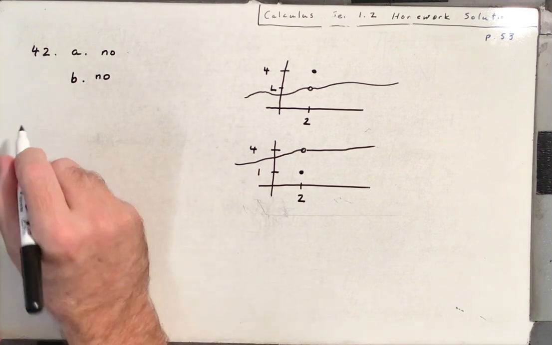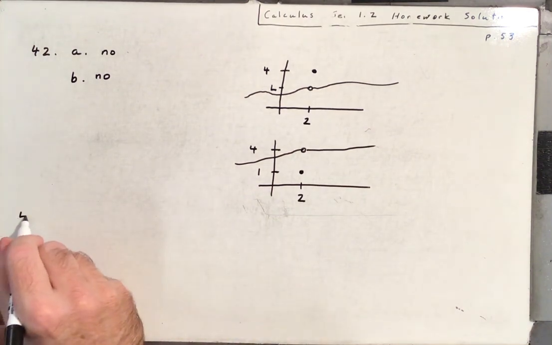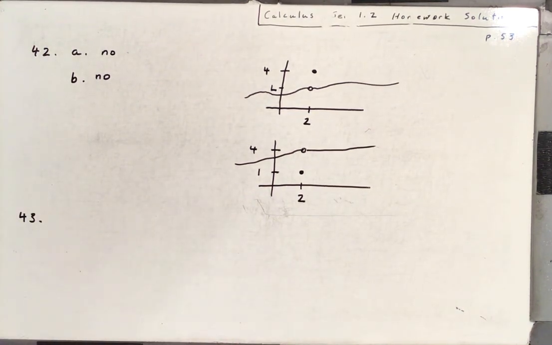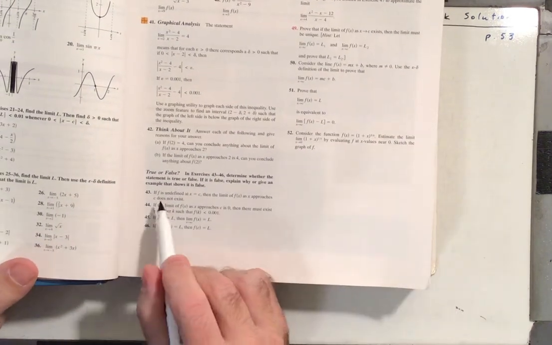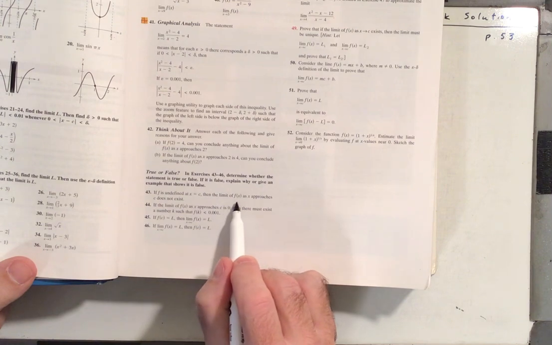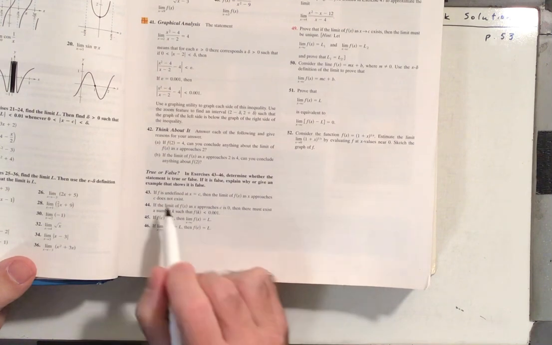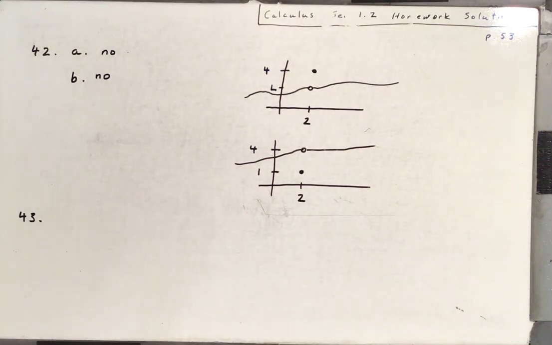All right, let's see if I can put 43 on here. So 43 is true or false. If f is undefined at x equals c, then the limit of f of x as x approaches c does not exist. Well, that's going to be false. Or it's not necessarily true.